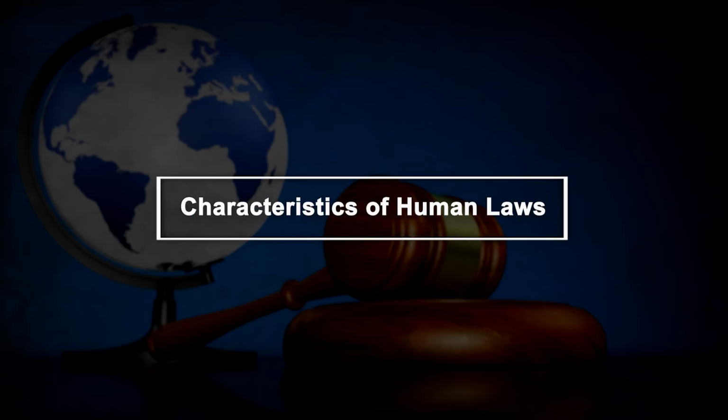Characteristics of human laws. First one is sovereignty. For a law to be considered a positive law, it must come from a recognized sovereign authority. The sovereign is an individual or group with supreme power who can issue commands and enforce them. Austin emphasizes that the legitimacy of law comes from its source in the sovereign rather than its contents or moral values.